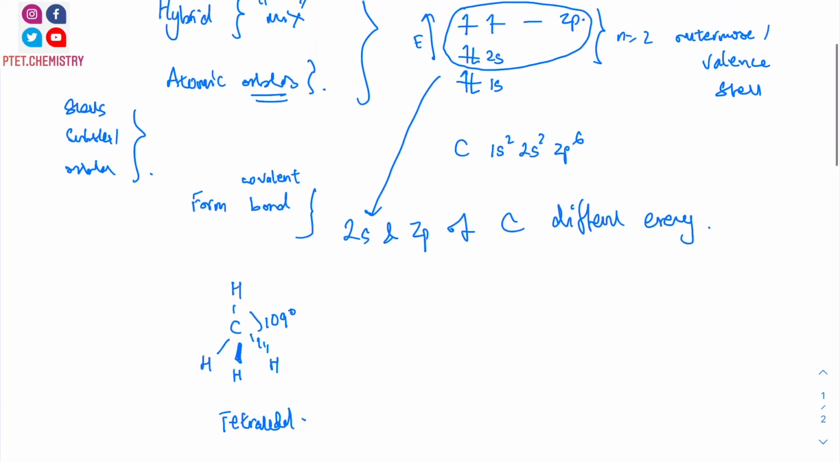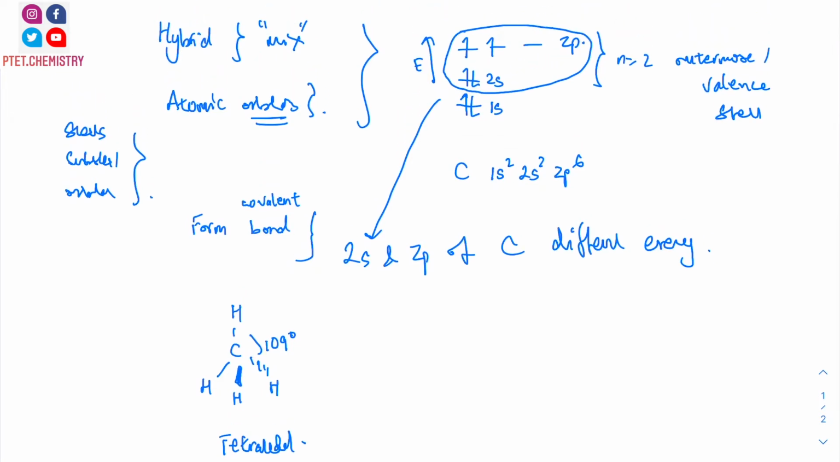Okay, so here the carbon has formed 4 covalent bonds. It has used 1, 2, 3, 4 of its outer shell electrons for bonding. These are the outer shell electrons. They have 2s and 2p, which are of different energy. These are all C-H bonds. Are they saying that the C-H bonds are of different energy? Not really. The C-H bond in each of these is of the same energy.